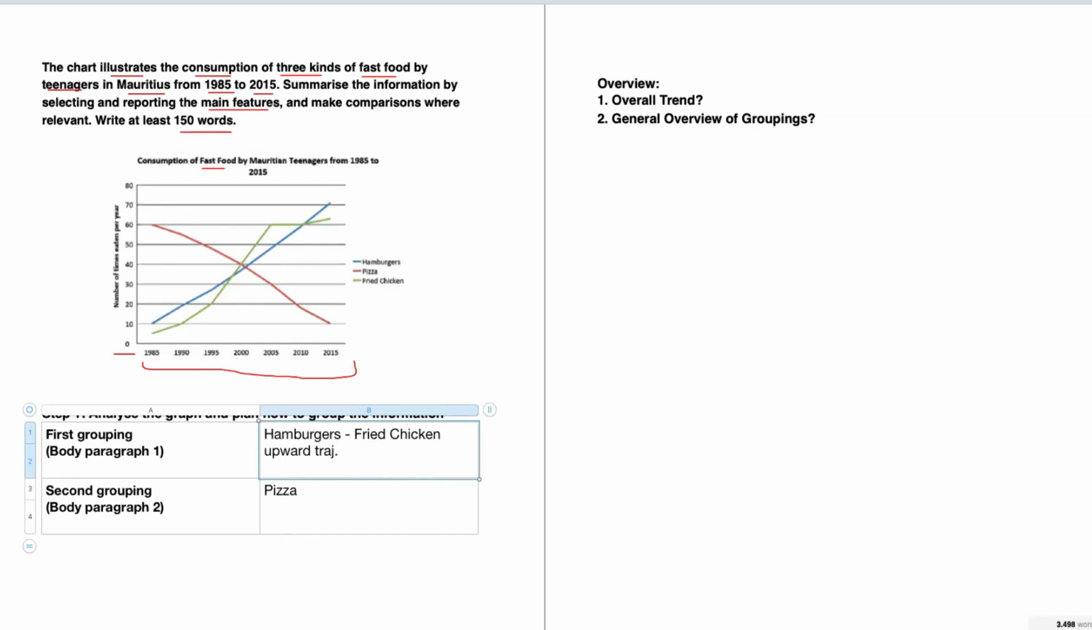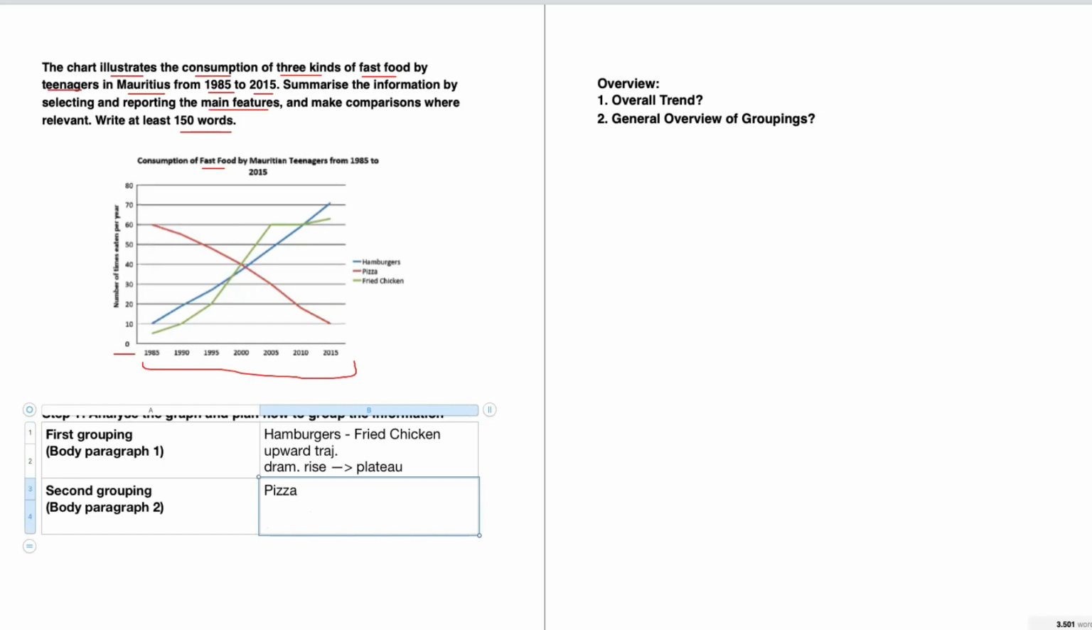And I do want to talk about a dramatic rise and then a plateau when it comes to fried chicken, because this right here, this line is very interesting, and I think it is a very relevant and main feature. So I'm going to note that. Then pizza, again, it's very straightforward. It's very self-explanatory that it decreases.